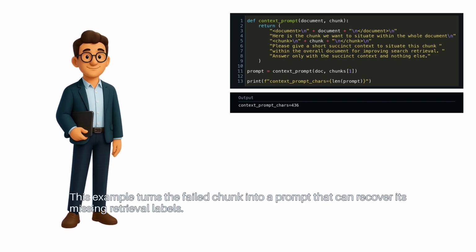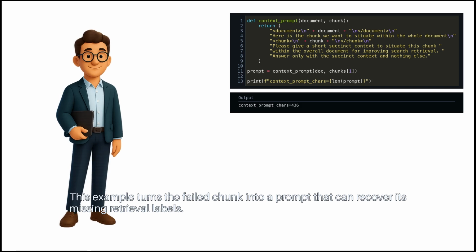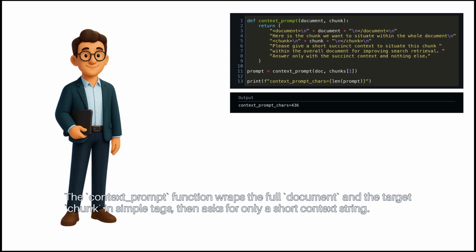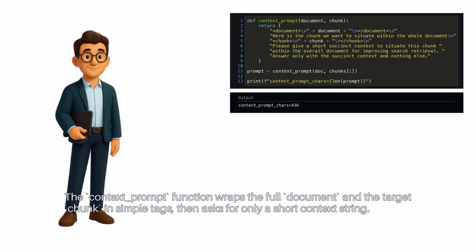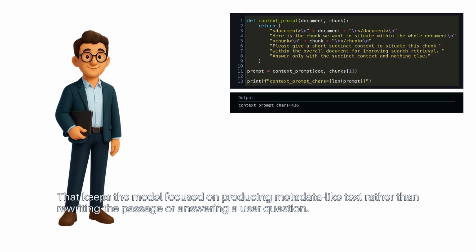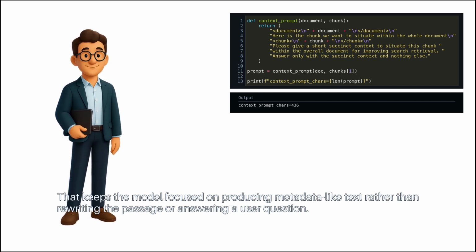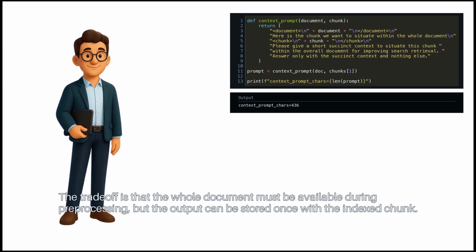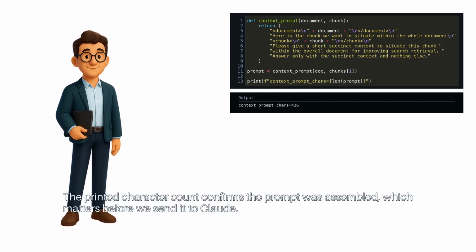This example turns the failed chunk into a prompt that can recover its missing retrieval labels. The context prompt function wraps the full document and the target chunk in simple tags, then asks for only a short context string. That keeps the model focused on producing metadata-like text rather than rewriting the passage or answering a user question. The trade-off is that the whole document must be available during preprocessing, but the output can be stored once with the index chunk.